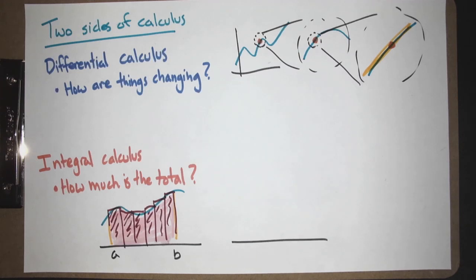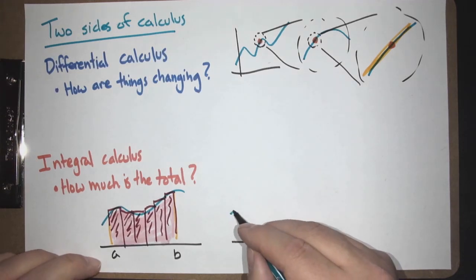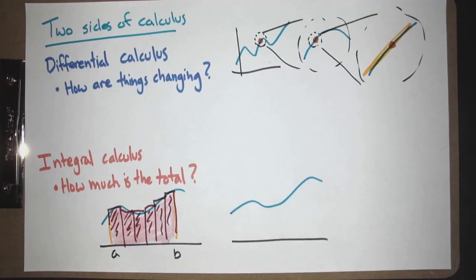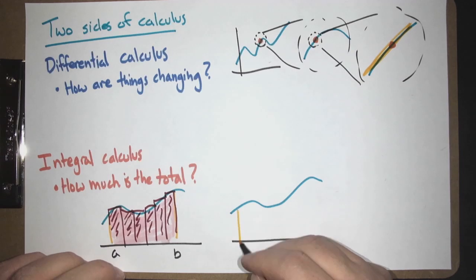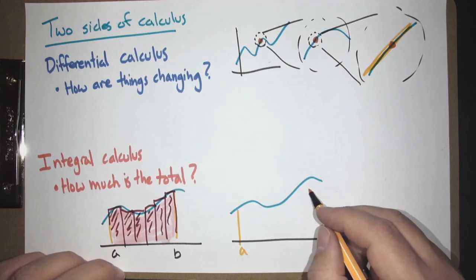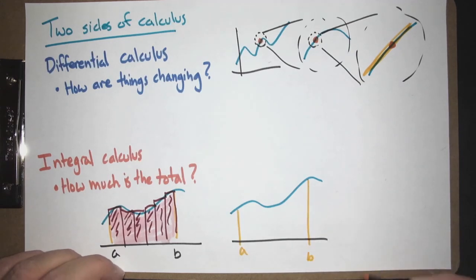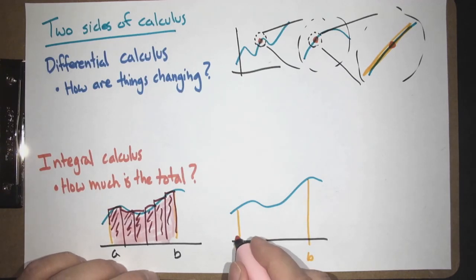So how does one get a better estimate for the area? What do you need to do? For differential calculus, we said zoom in. What does it mean to zoom in? Smaller. So, smaller in what sense?